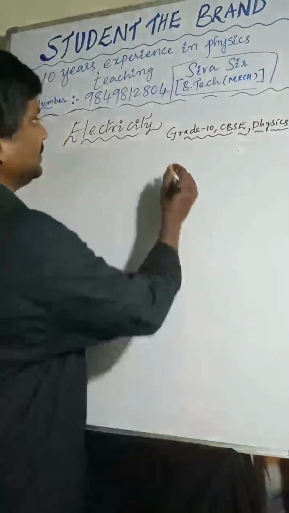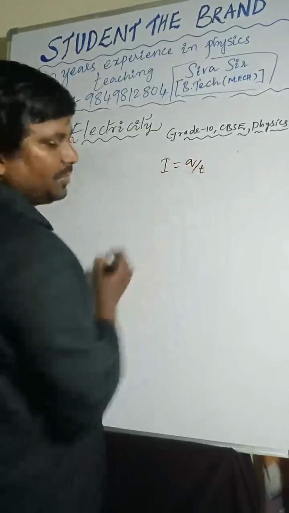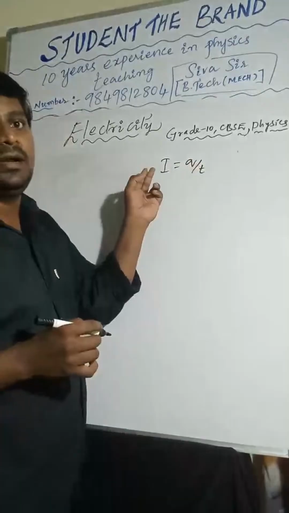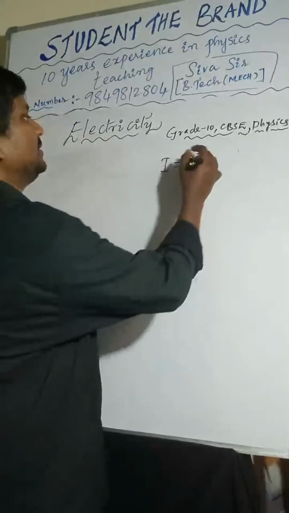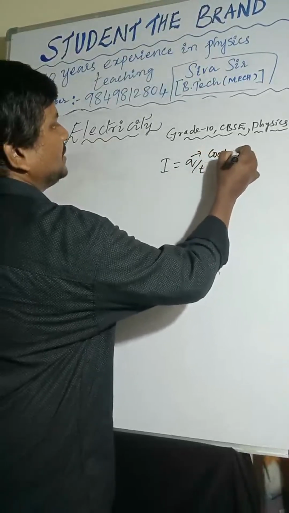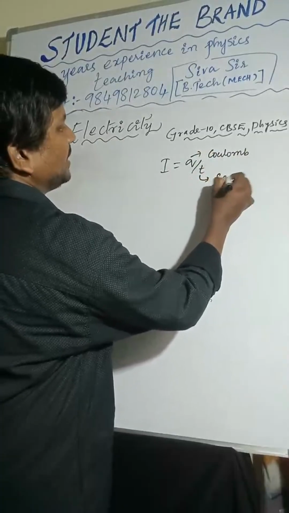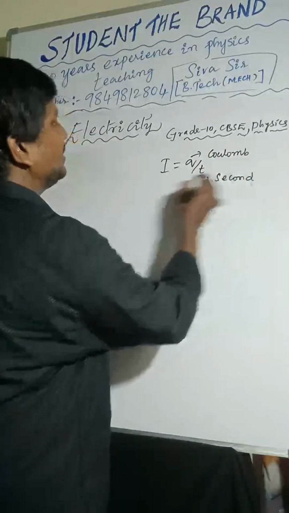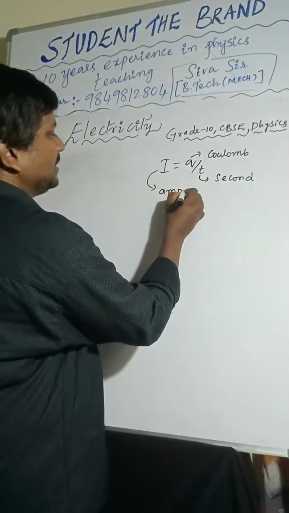I equal to Q by T. So I is nothing but current. Q is the charge. SI unit of charge is coulomb. SI unit of time is second. And SI unit of current is ampere.